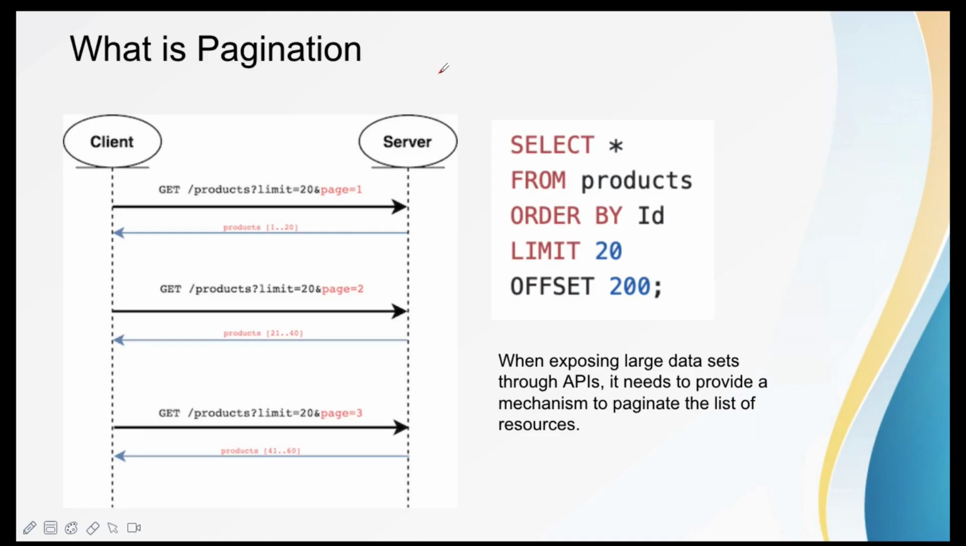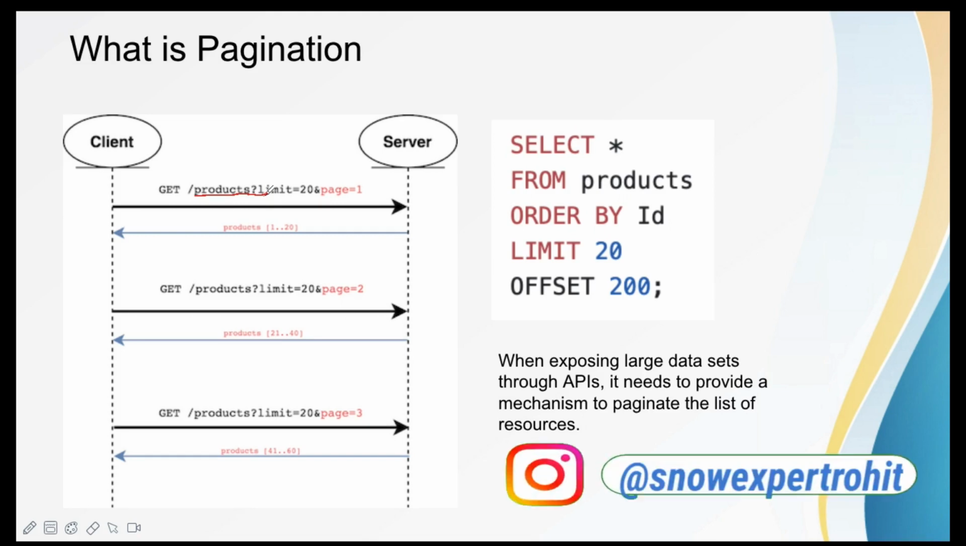So what is pagination? Pagination is like this: if you are calling the products table, and the products table has millions of products, the server will hang and the data will not come properly. So in that case, we can call the data up to some limit. Maybe the total database size is 200, and then you can limit it to 20 records.